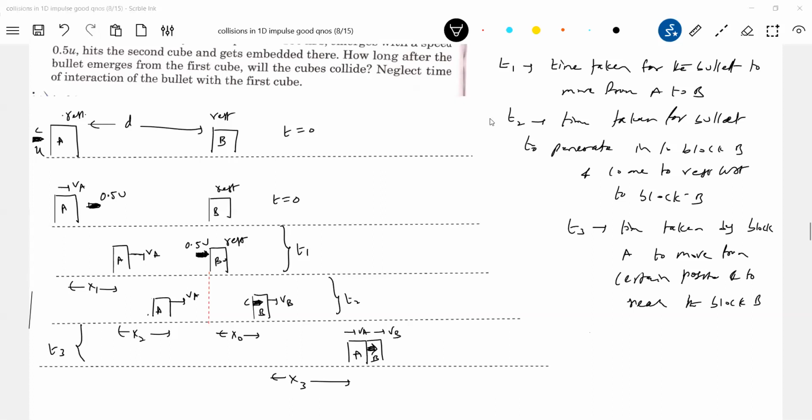T2 will not be negligible. That's what the entire question is. You can neglect the time of interaction of the bullet with the first cube, but he didn't say to neglect the time of interaction of the bullet with the second cube. Got it? So T2 is not negligible. If you make T2 negligible and solve it, your answer will not match. I think you should be very careful about the question given.